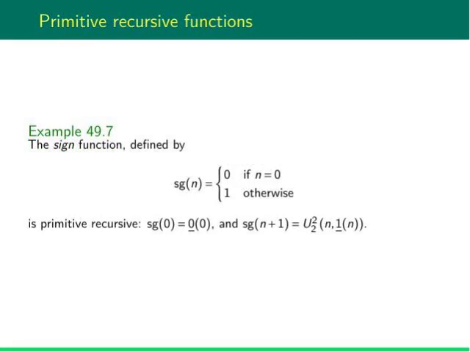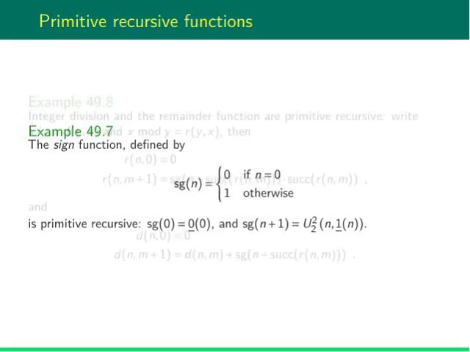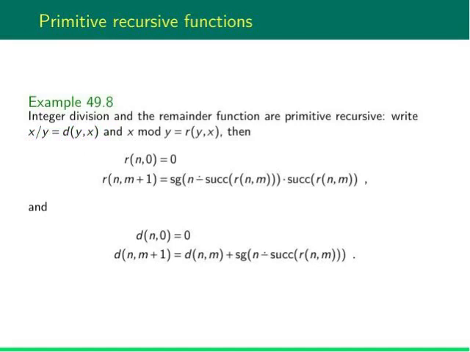The sign function, which is 0 when the argument is 0 and 1 otherwise, is primitive recursive. Integer division and remainder are primitive recursive operations. The definitions are in the slide. Note how division by 0 is allowed to make the function total.